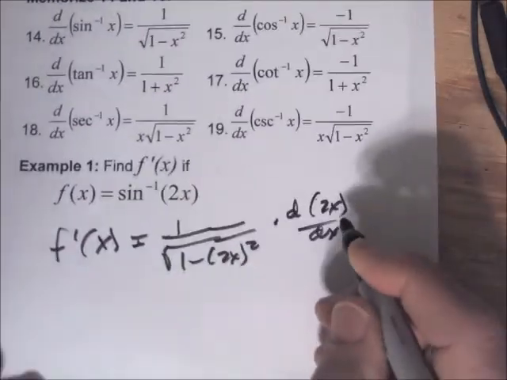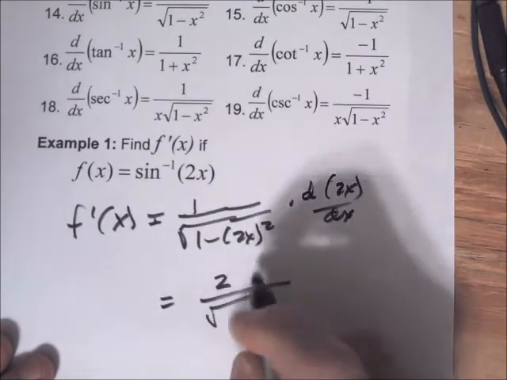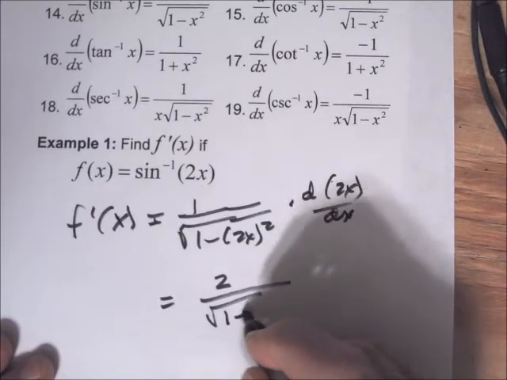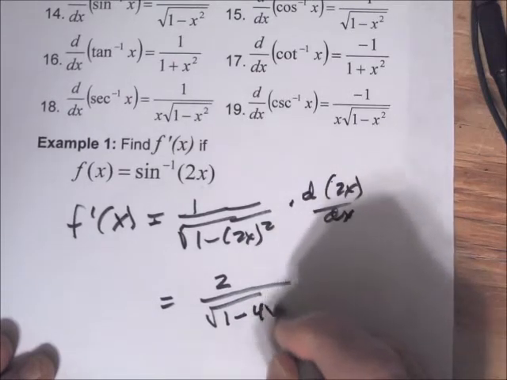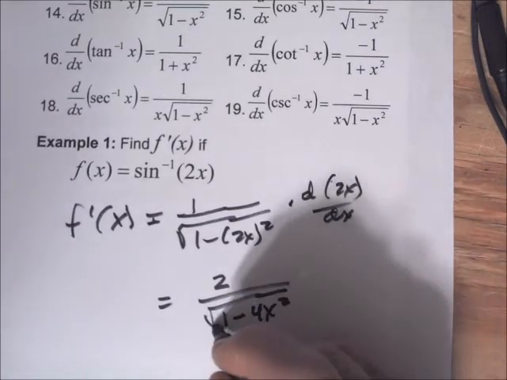So the derivative of 2x is just 2, so this will be 2 over square root of 1 minus 2 squared is 4, so this will be 2 over square root of 1 minus 4x squared.